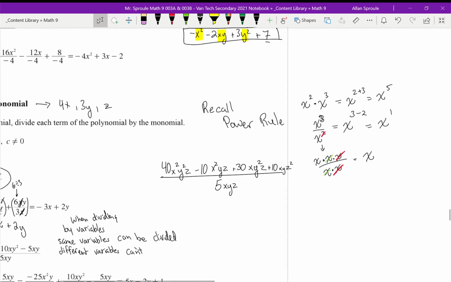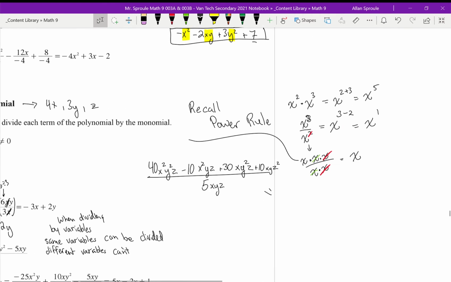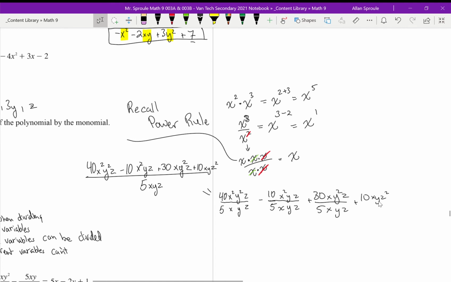So again, what I want to do first, I'm going to split these up a little bit into columns, the 5, the x, the y, and the z: minus 10 over 5, x squared yz over xyz, plus 30xy squared z over 5xyz, plus 10xyz squared over 5xyz.